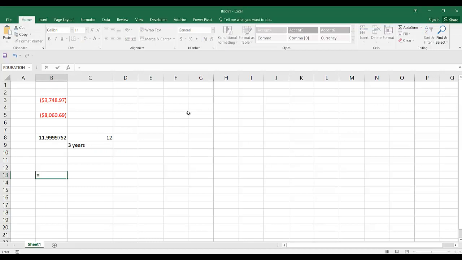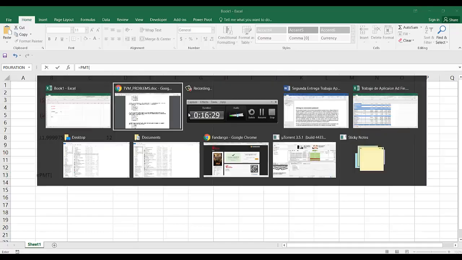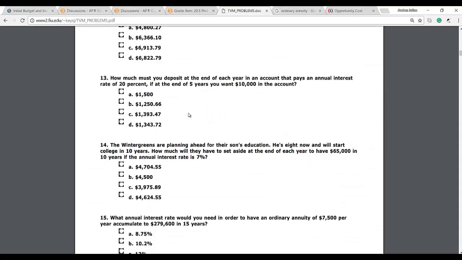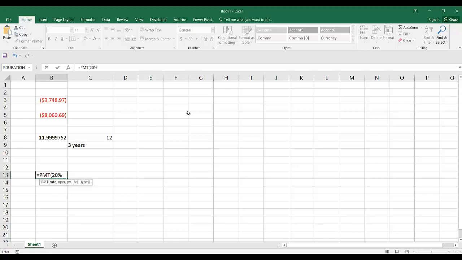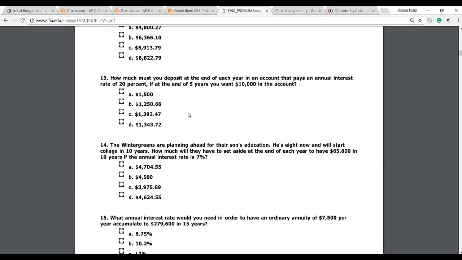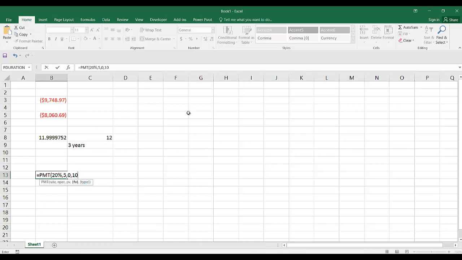In this case, we're going to use the PMT formula. The PMT formula helps you find the payments for a period of time and see what you get at the end. So how much must you deposit? We're talking about 20% interest every year for a period of 5 years. You don't have a down payment for this. You're just going to start with $0, and the final value you want is 10,000 at the end of these 5 years.